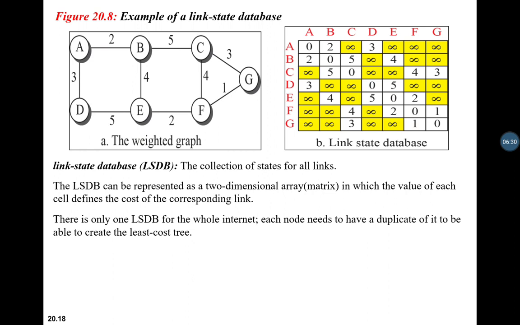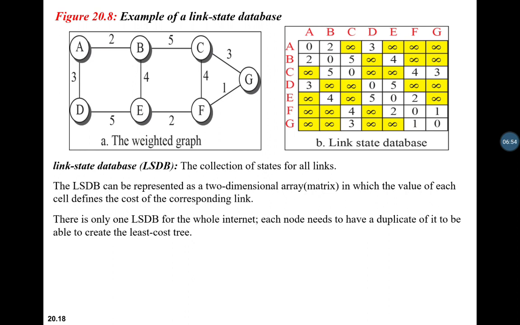This link state database is represented as a two-dimensional matrix in which the value of each cell defines the cost of the corresponding link. There is only one link state database for the whole internet, and each node needs to have a duplicate of it to be able to create the least cost tree.